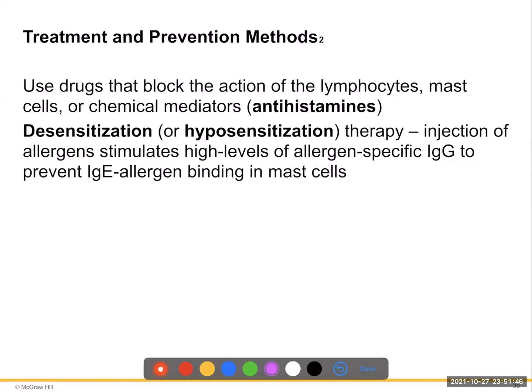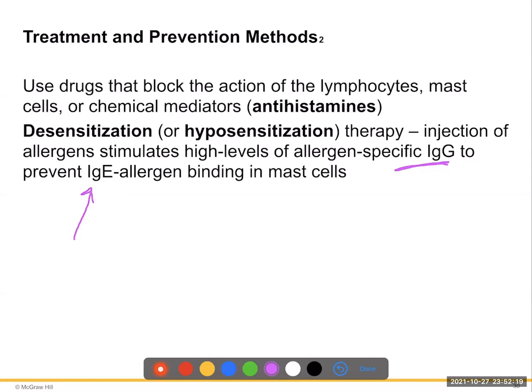Desensitization or hyposensitization therapy. You get injections of allergen, those are allergy shots. Injections of allergen stimulate high levels of allergen-specific IgG to prevent the IgE allergen binding on the mast cells. So you give them doses 2 to 3 times a week, and it keeps the levels high enough so the allergen bonds to the IgG that's been injected. And then when you get exposed to it, the IgE is not triggered because the IgG has used it all up.